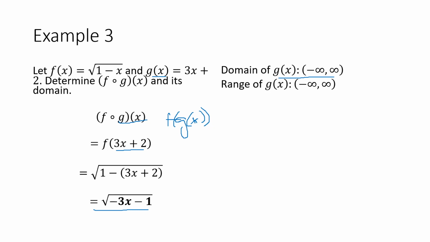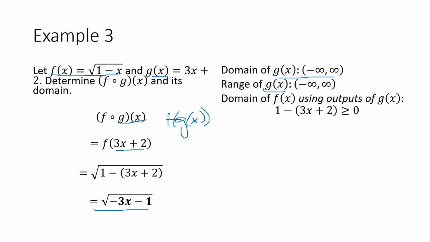Now, this is where we have to be a little careful. Remember, we're looking for the domain of f of x, but we have to remember that we're only using the outputs from g of x in there. So this is where we get a little bit more careful. We have to write not 1 minus x greater than or equal to 0, but we have to write 1 minus the function 3x plus 2 greater than or equal to 0. Distribute our -1 there, and then we will actually solve for x.